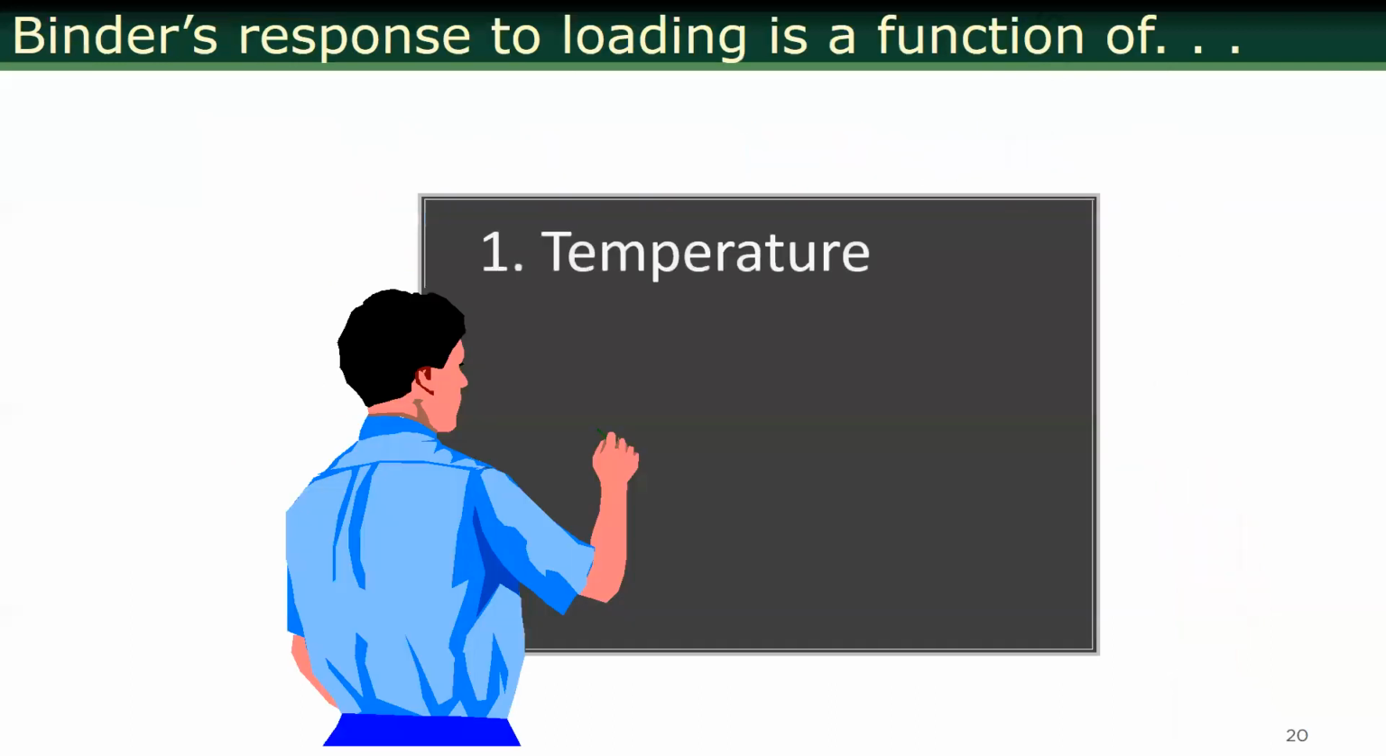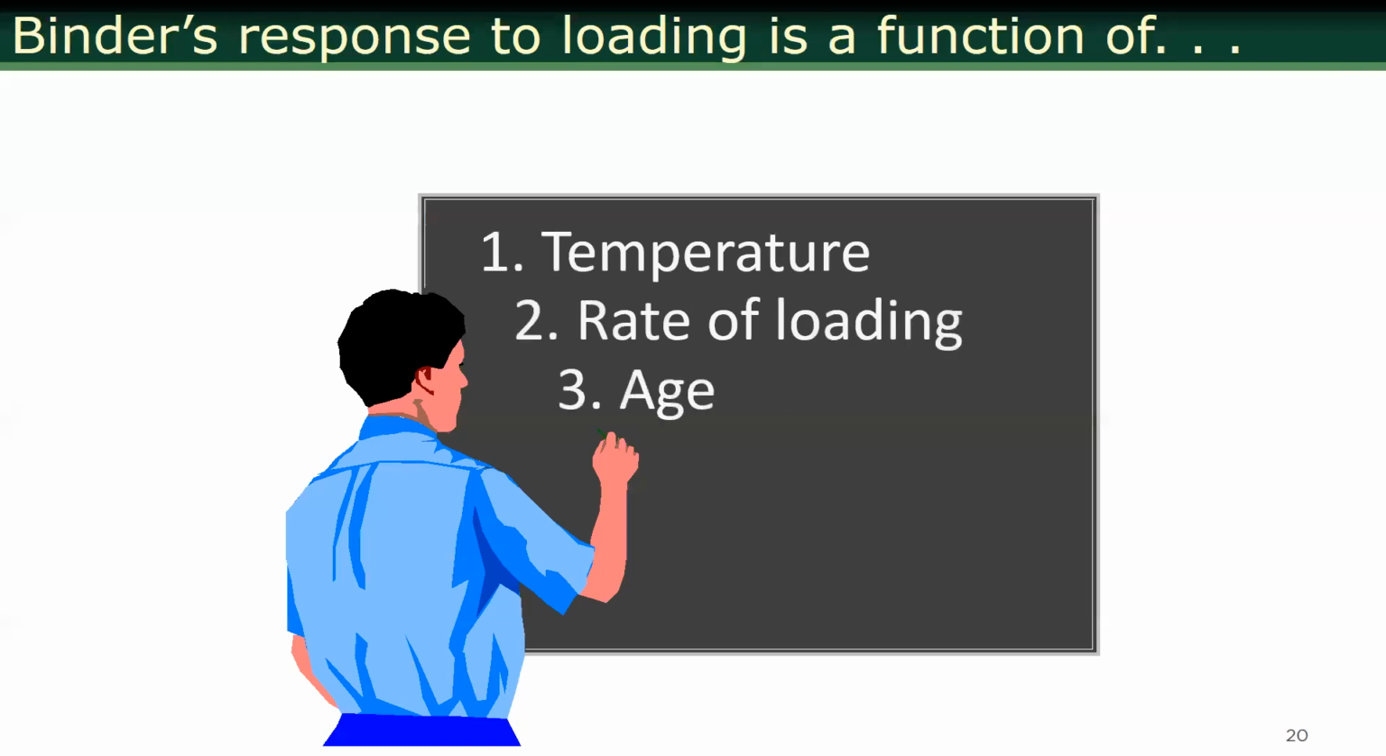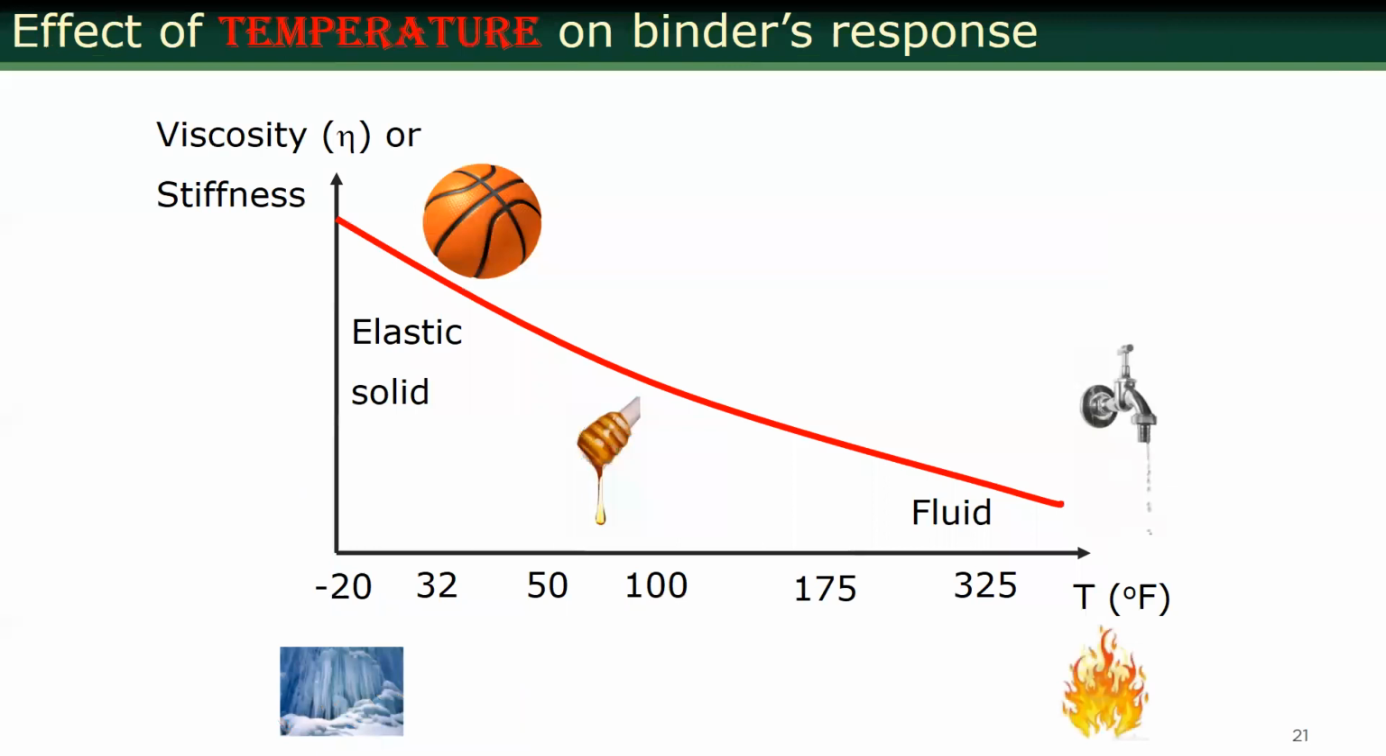The three main factors: one of them is temperature related to aging, also rate of loading, and we talked about aging. Temperature: when you test the binder at different temperatures, without aging considered, you will see different results. If you test the asphalt binder at different rates of loading, you will get different answers. Okay, let's look at this first.